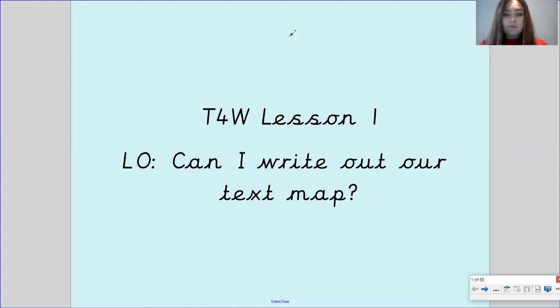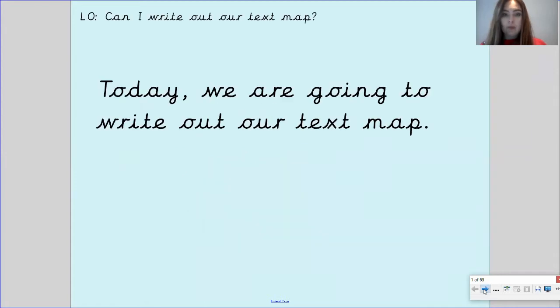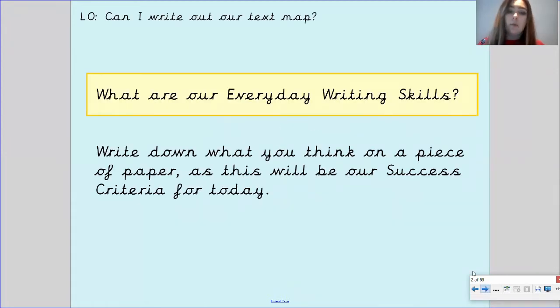Our learning objective for today's lesson is, can I write out our text map? Today we're going to write out our text map, but before we do, I want you to have a think about what our everyday writing skills are. On a piece of paper, make a bullet pointed list of what you think our everyday writing skills are, because this is going to be our success criteria for today. Pause the video here to write down what they are.